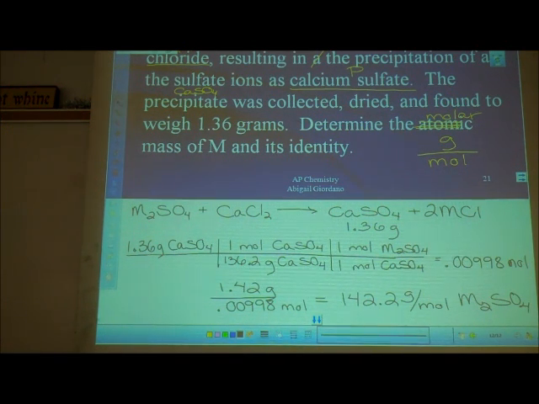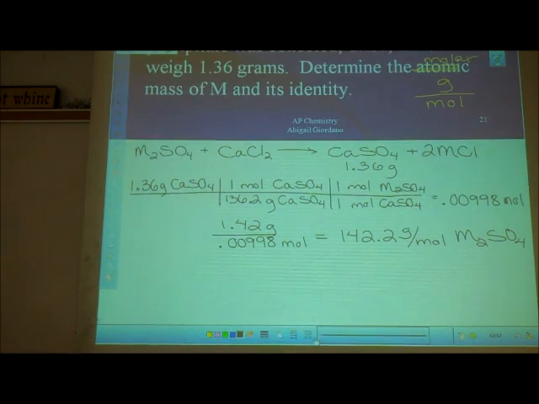Okay, so that's not the final answer, but we're almost there. This is the mass off the periodic table of 2 M's, 1 S, and 4 O's. What do you suggest I do next? Subtract what? One S and 4 O's. Okay, fine.